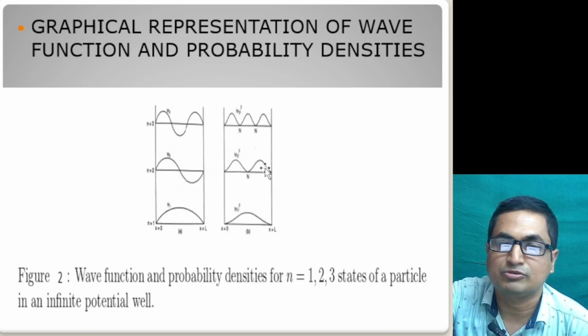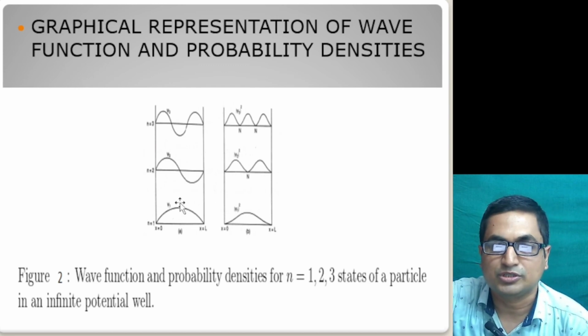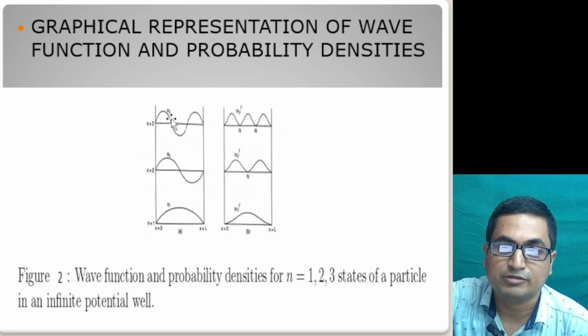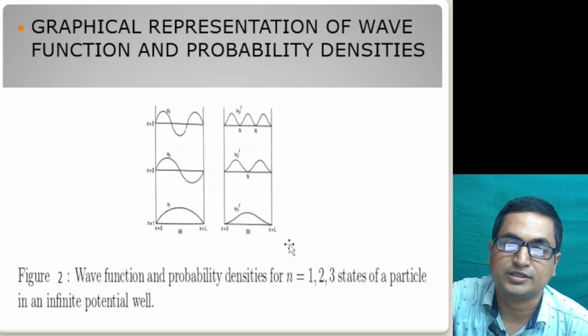All the values of the modulus square of psi are above this level, so that means they have positive values. Here we see that some parts are on the positive side and some on the negative side. This part represents the wave functions for n equal to 1, n equal to 2, n equal to 3, and here the probability densities for n equal to 1, n equal to 2, n equal to 3.